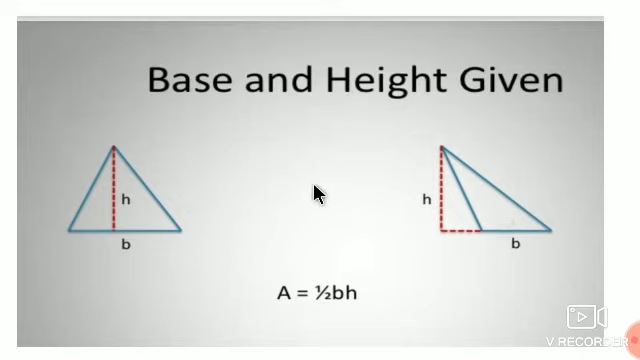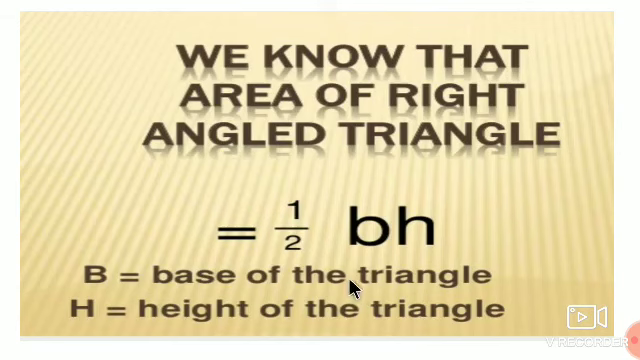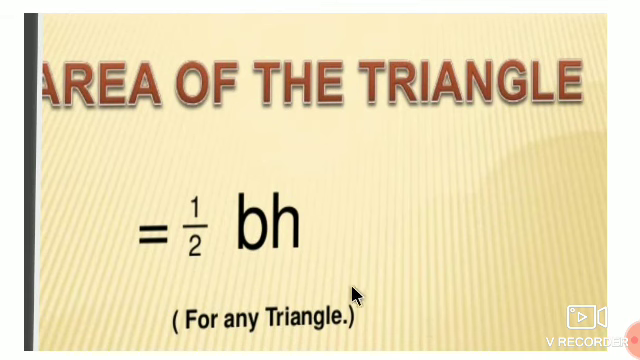The area of the triangle is very easy. Formula is 1 upon 2 multiplied by base multiplied by height. If we know the base and height, we can calculate the area of the triangle. Here B means the base of the triangle and H means height of the triangle. So this formula we can use for any triangle. Understood?